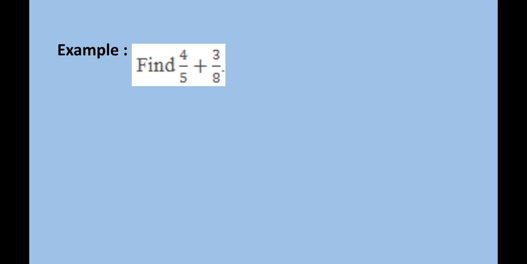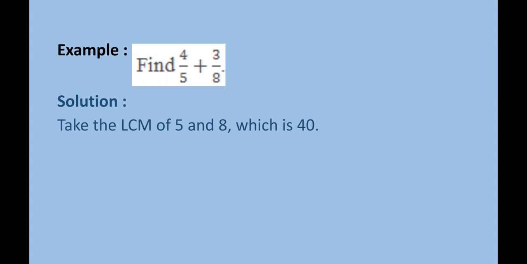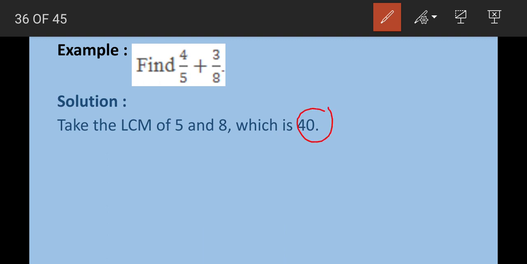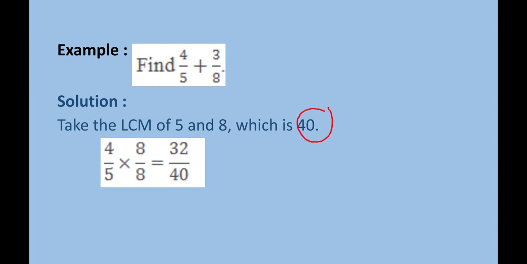Here is an example: 4 by 5 plus 3 by 8. Here is the solution. First we take the LCM of the denominators. Here they are 5 and 8, so the LCM of 5 and 8 is 40, since 8 5s are 40. Next step, we convert each fraction to have the denominator 40.